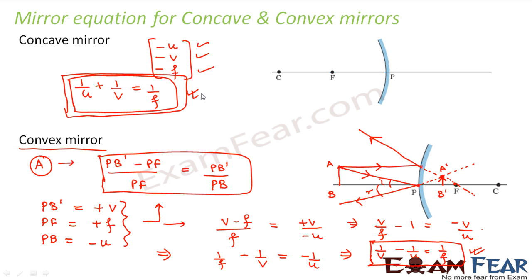But when you put in the value of u, you consider the sign. For example, if the question says that the object is placed at 5 centimeters from the pole and the image is formed at 10 centimeters from the pole, what is the focal length of the mirror? If you are solving it for a concave mirror, then you take u as -5 and v as -10. If you are solving it for a convex mirror, you take u as -5 and v as +10. You consider the sign conventions there and then solve it, so that you end up getting the right answer. This is how you solve using the mirror equation.